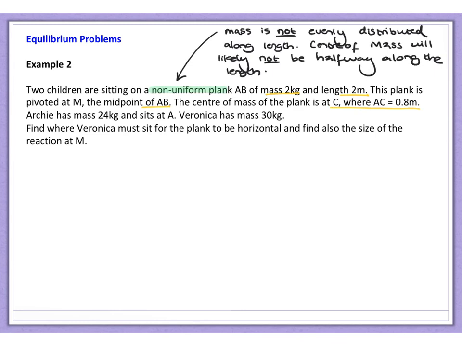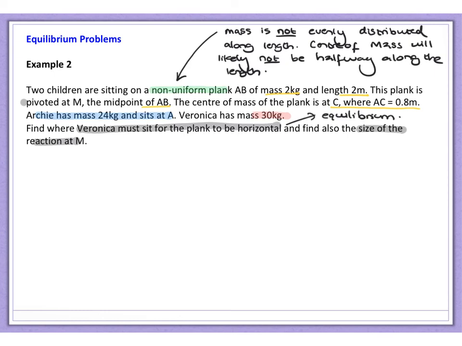Now, two children are sitting on the plank. One of them is sitting at the point A, and the other one, all we know is their mass. So, what do we have to find out? We have to find out where Veronica has got to sit for the plank to be horizontal, and we also have to find the size of the reaction force at the pivot. So, the fact that the plank is horizontal means we're looking at a balance or equilibrium situation. It's a seesaw question. So let's draw a really clear diagram to represent all of this information.